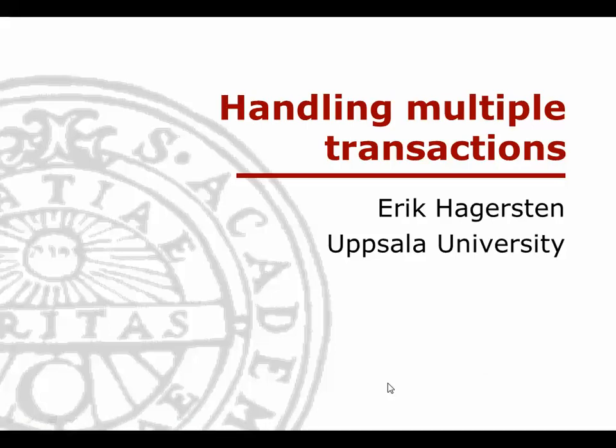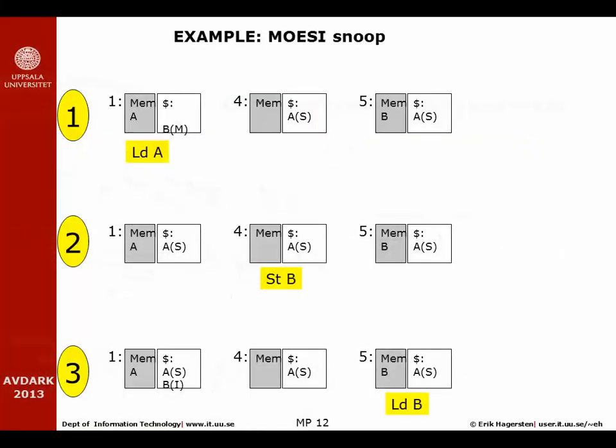So now we're going to look at how that split transaction snooping bus can handle multiple transactions, and more specifically back-to-back transactions to the same cache line. First, we're going to look at a simple example. In this example, we're going to see three transactions happen.